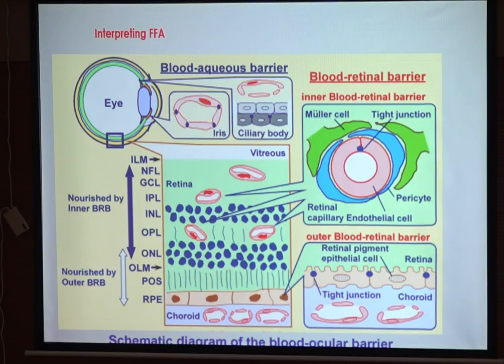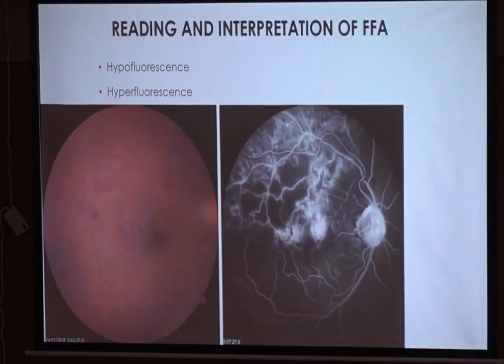And this, if you know the blood retinal barriers, which is the outer blood retinal barrier and inner blood retinal barrier, you would be able to tell what disease, what pathology we are dealing with. Now, whenever you are reading fluorescein angiography, it has to be hypofluorescence or hyperfluorescence. Never jump to the diagnosis.